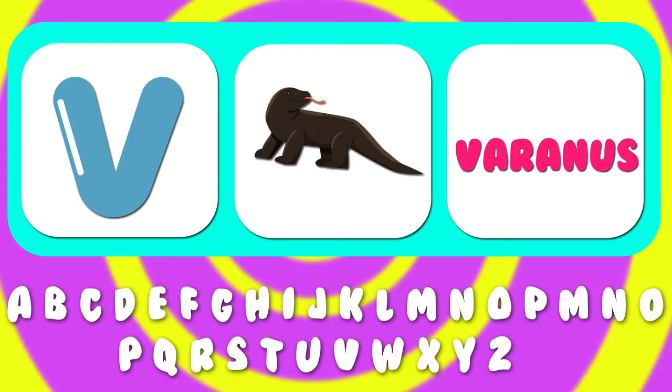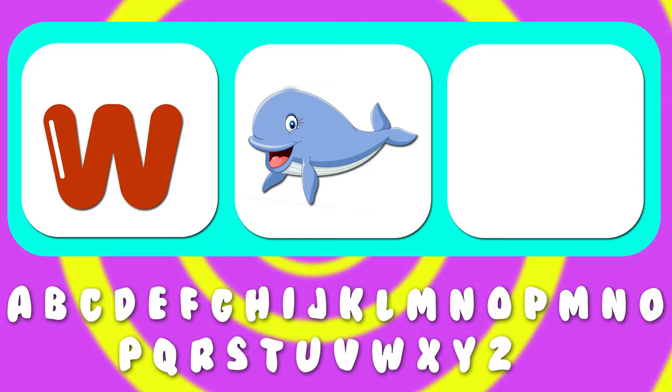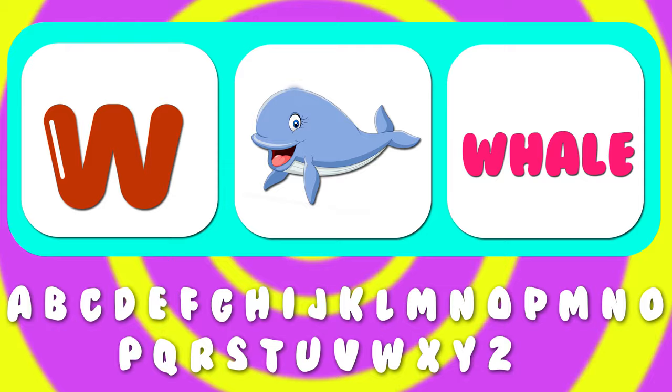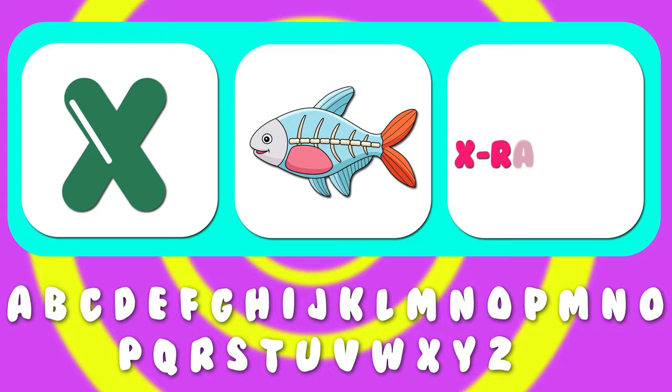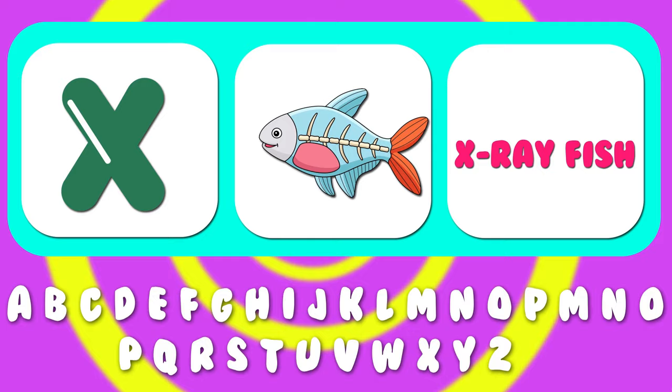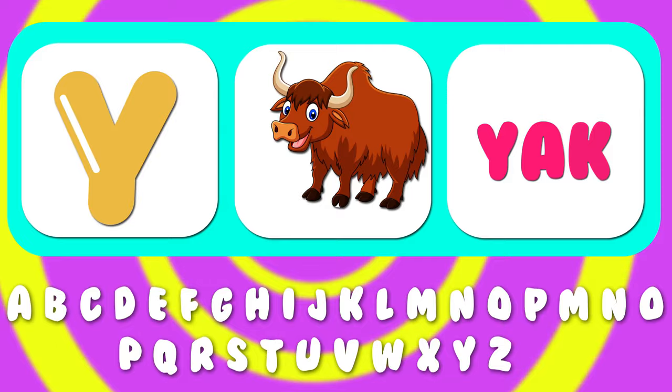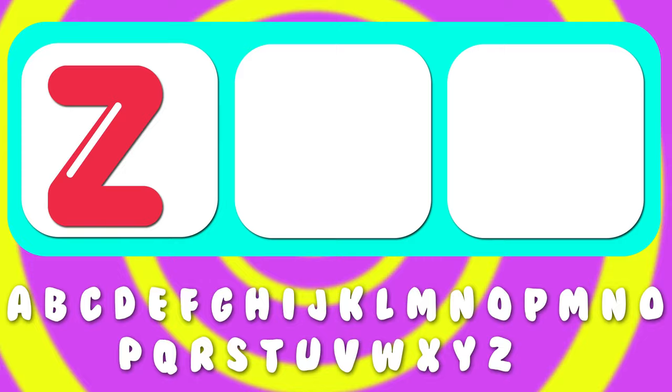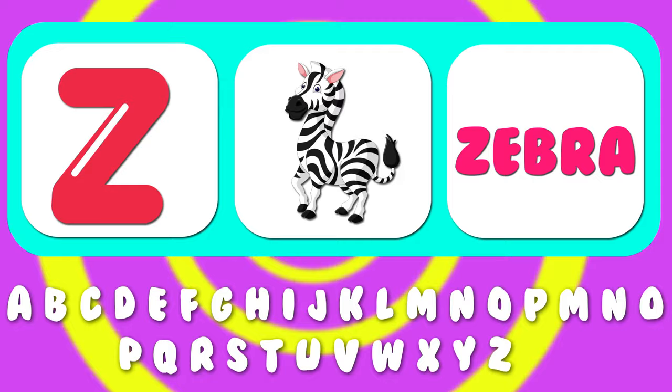V, v, varanus. W is for whale. W, w, whale. X is for x-ray fish. X, x, x-ray fish. Y is for yak. Y, y, yak. Z is for zebra. Z, z, zebra.